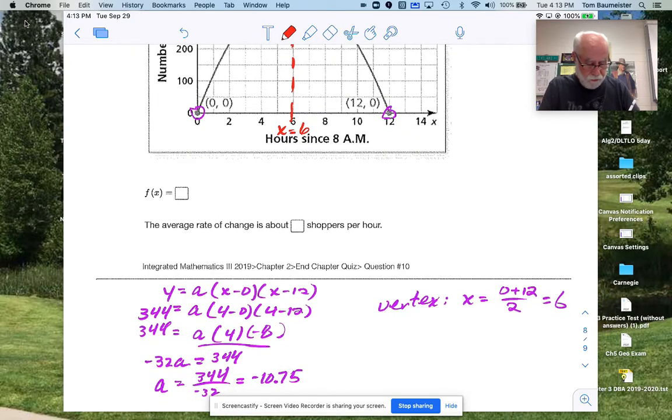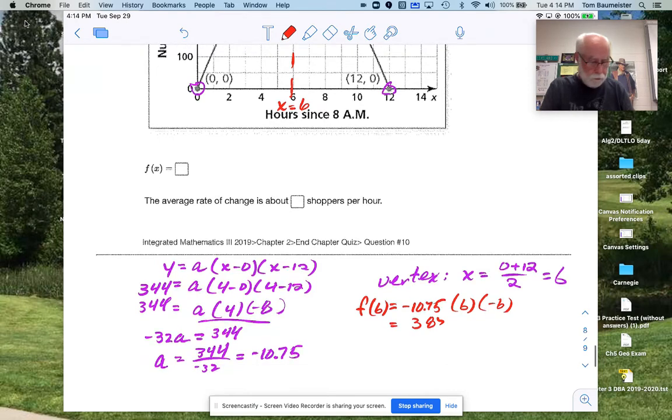And remember then to find our y value, we're going to take f of 6. So I'll have negative 10.75 times (6 minus 0), which is 6. And then I'll have (6 minus 12), which is negative 6. And if I multiply that out, ladies and gentlemen, I'll get 387.